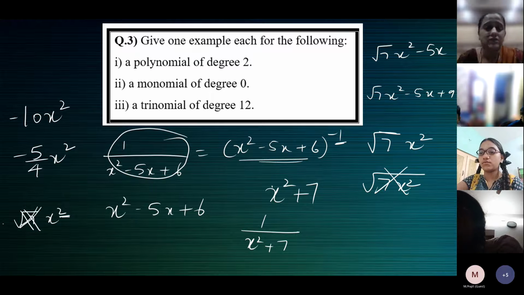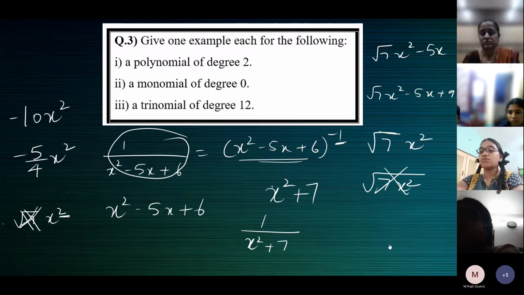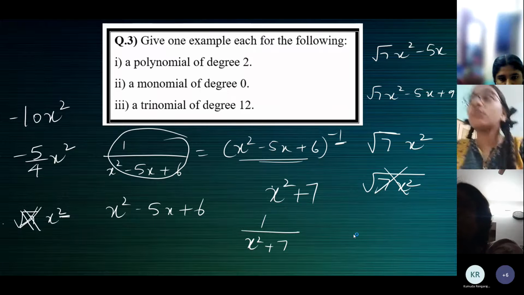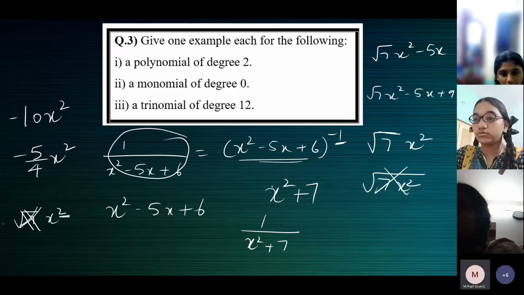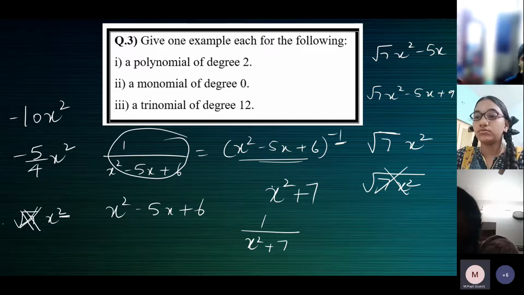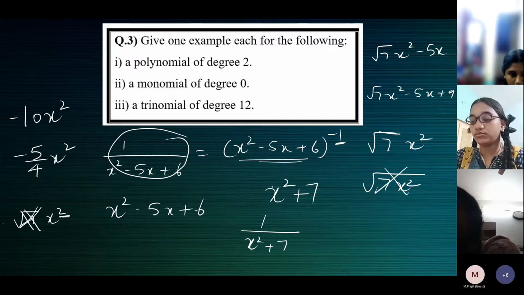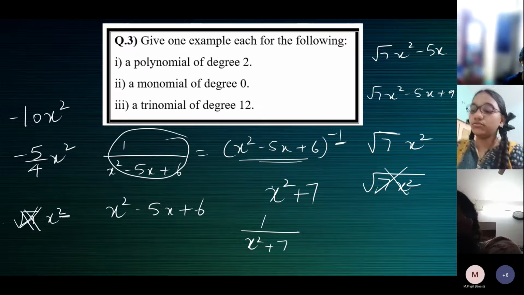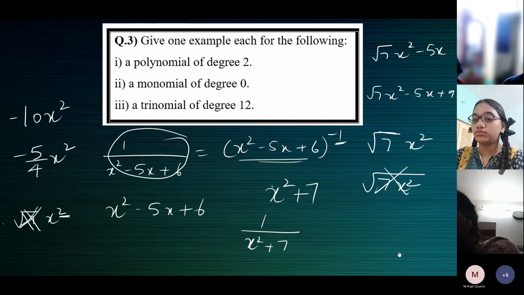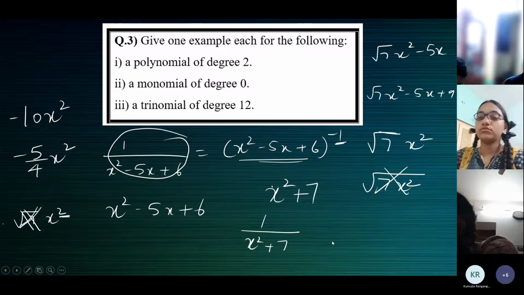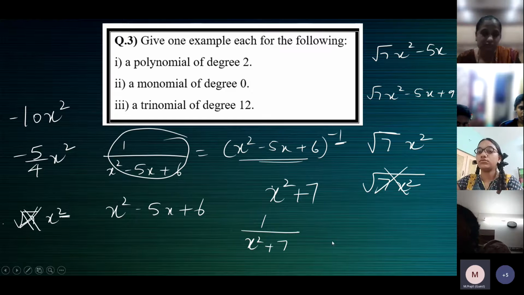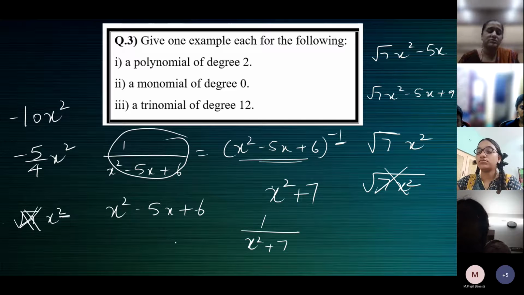So then, a monomial of degree 0. Yes, very good. Any constant number. Degree 0 meaning x to the power 0, and there's no variable. Constant. Very good. Very confident answer. So any constant, meaning this one, 0?